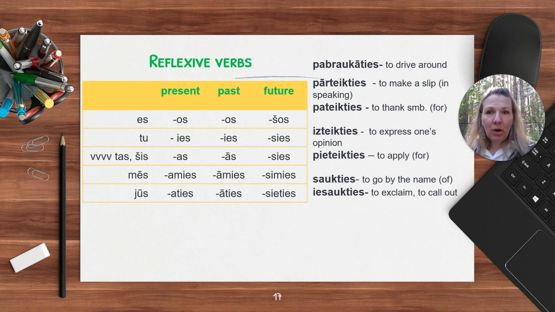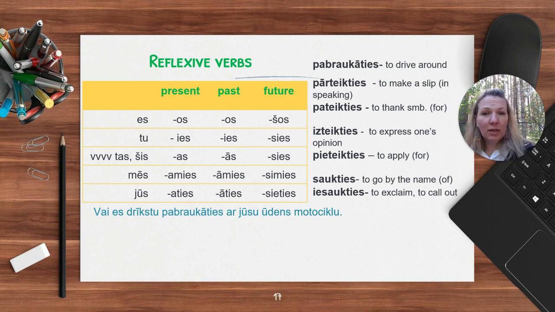Bet pabraukāties, I can't say es pabraucos, ja? Es braucu, bet es pabraukājos. So actually I would need to work with this verb separately a little bit more. So I probably will add a separate paperwork, yeah, to show you how the verb pabraukāties will change in all forms. It doesn't follow exactly the same pattern.